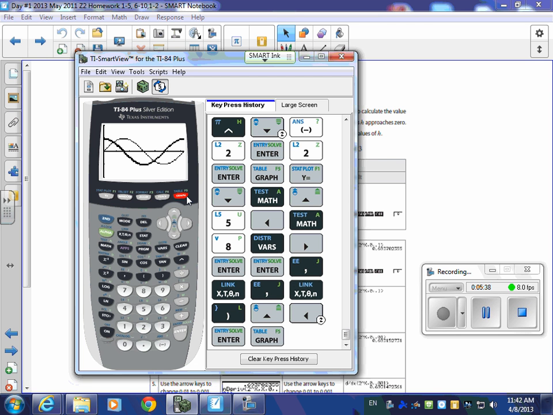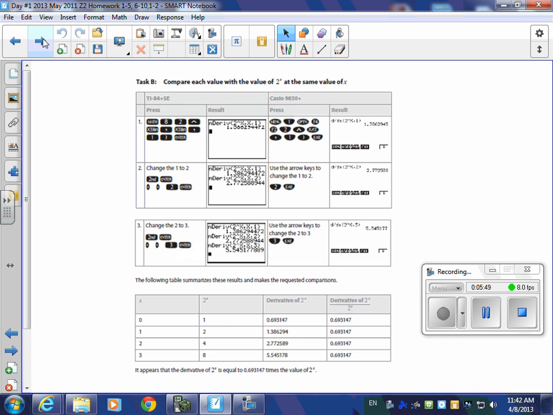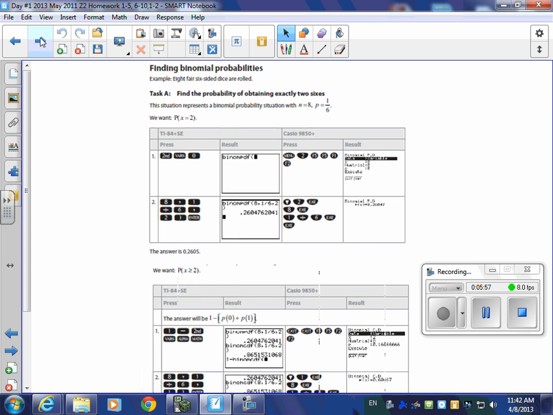The key to this is make sure you go x comma x. You got to put the double x's in. But that's pretty cool that you can do that. Let's see. You can take derivatives. We've done that. You can find. Yep, we did that.